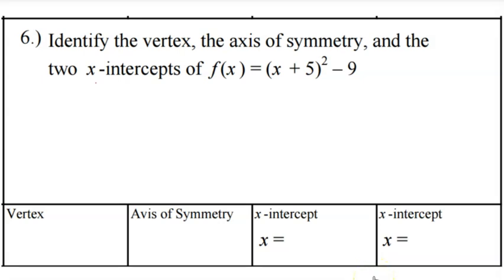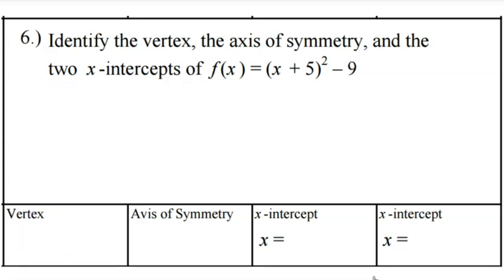Okay, in this video, I would like to go over questions 6, 7, and 8 from the test 3 review. Okay, so it's going to say identify the vertex, the axis of symmetry, and the two x-intercepts. So it's telling you there are two x-intercepts.